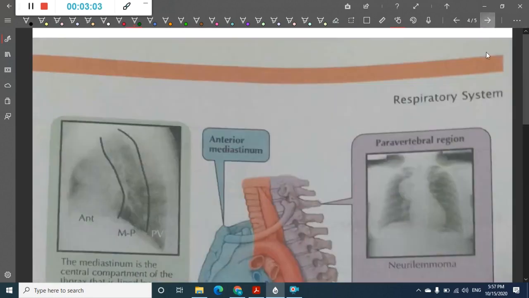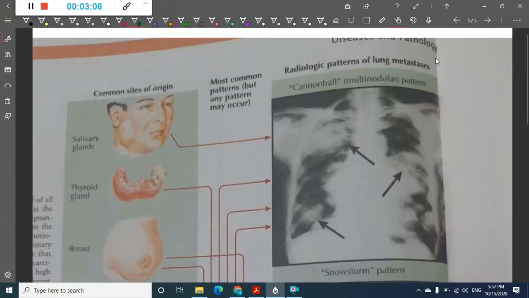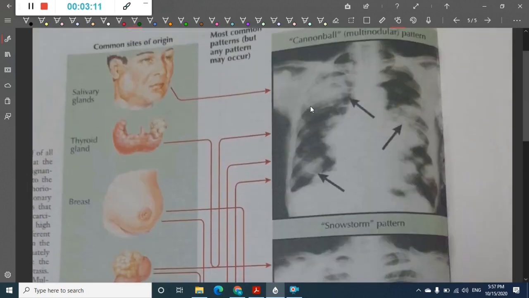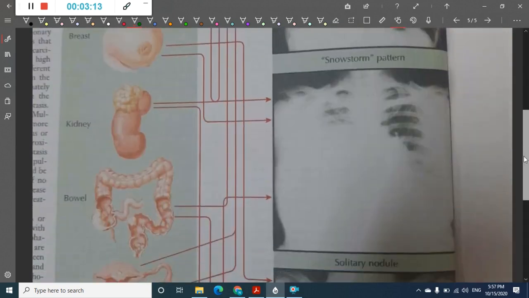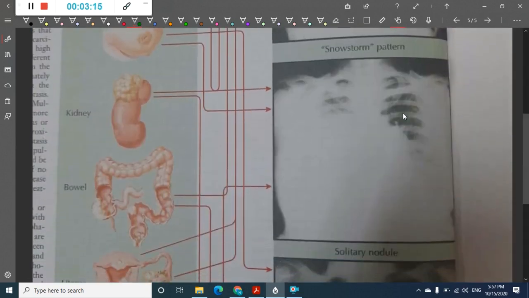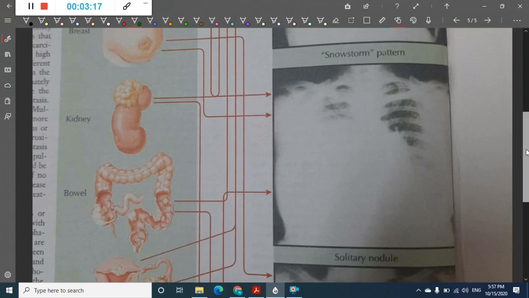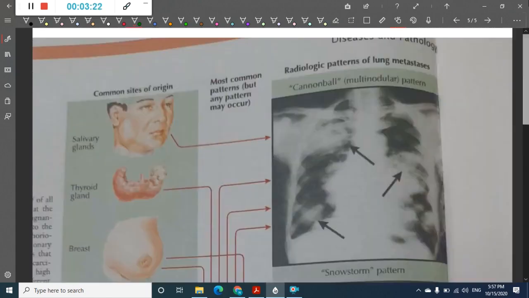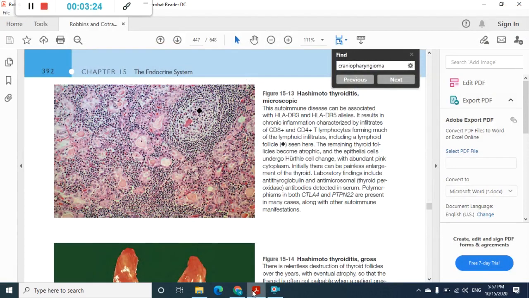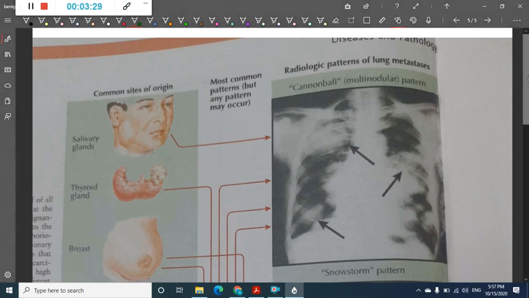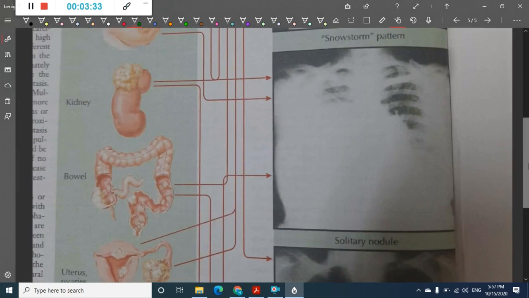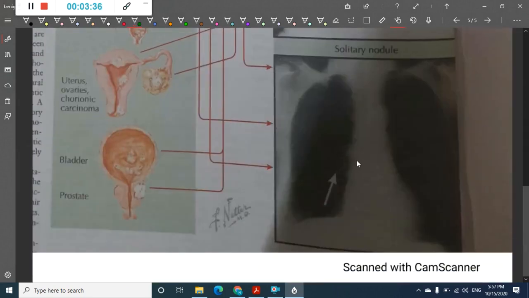These are the three important tumors. Now these are the metastases. In metastasis in the lung you can see these cannonball tumors. This is the snowstorm pattern, where most of the lung has been lost. Sometimes you can see a solitary nodule also. So in metastasis you can have three different patterns: one is the cannonball pattern, then the snowstorm pattern, and the third is the solitary nodular pattern.